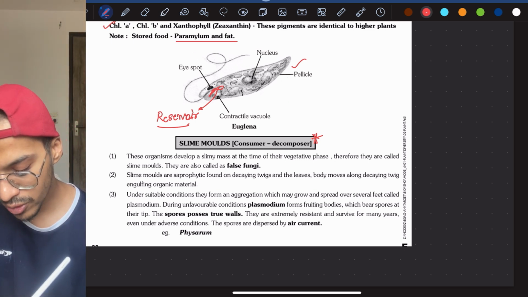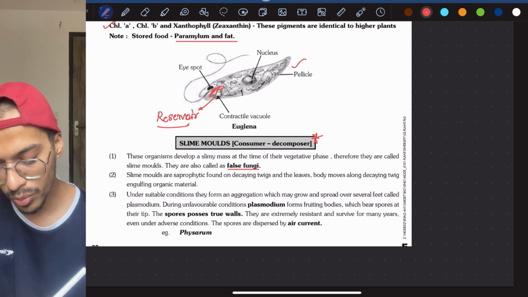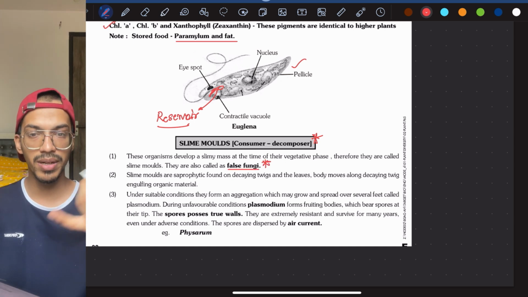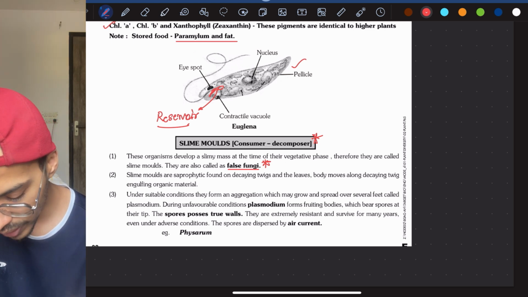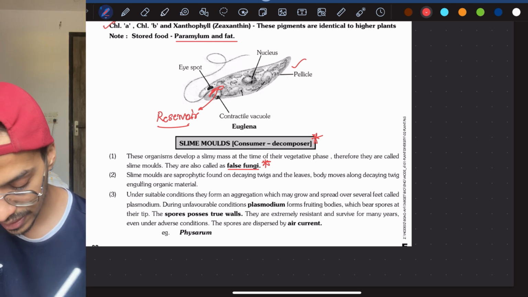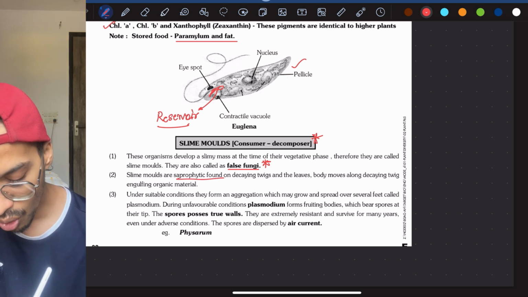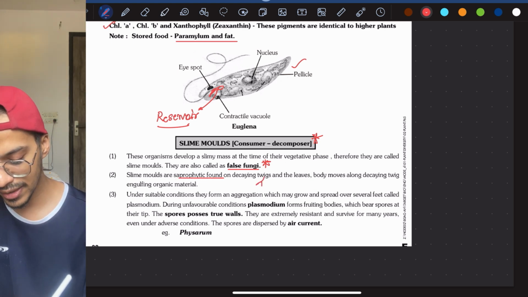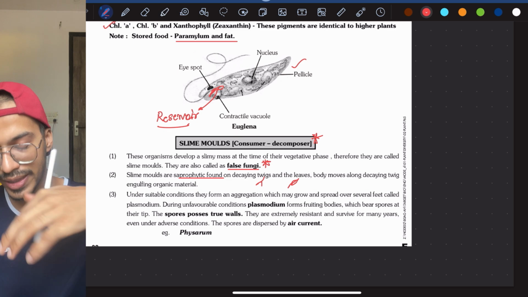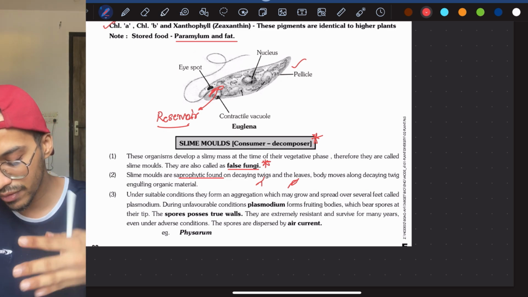So they are also called false fungi, because I told you this feature resembles fungi, but they are not fungi. So this is the false condition. They are saprophytic in nature, living on dead decaying twigs. Twigs means the stem or the leaf. They move over the dead decaying organic matter where they are present, so they will move over there.